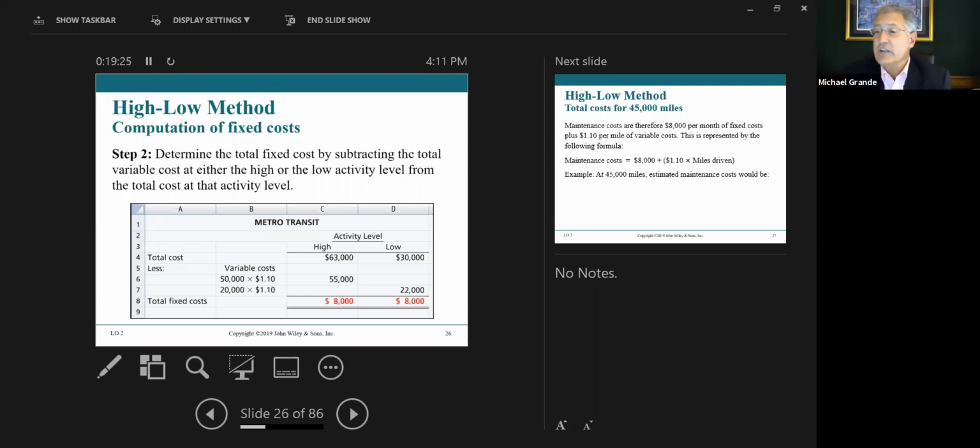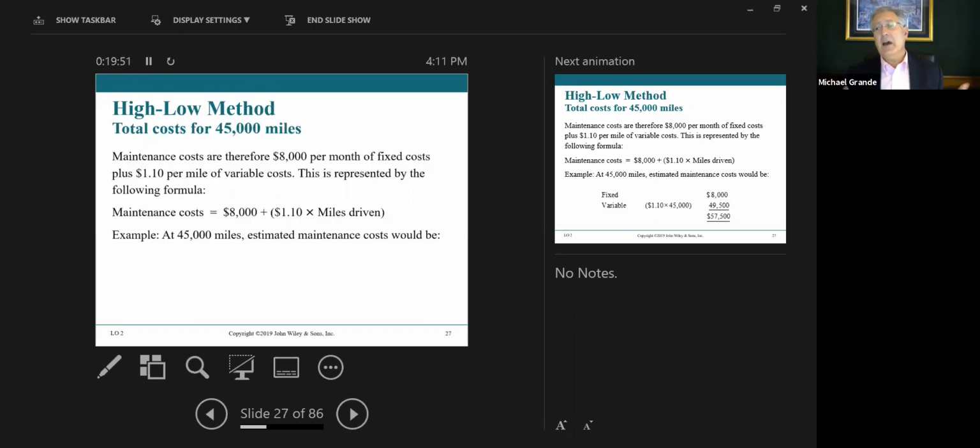Just to check the number, we'll look at the low activity level. At the low activity level, they had a total cost of $30,000. Let's subtract off that which we believe to be variable. They had 20,000 miles at that same $1.10. The total variable cost is $22,000. So the fixed cost is $8,000.